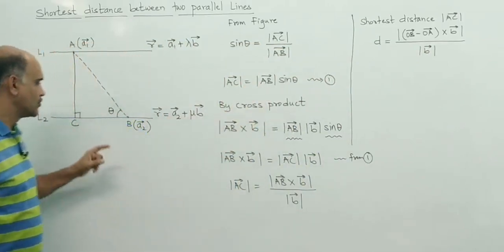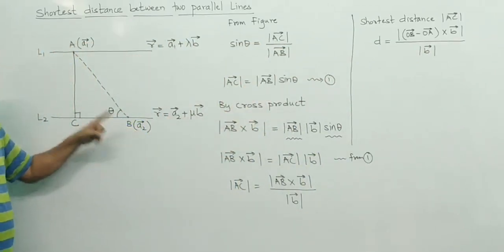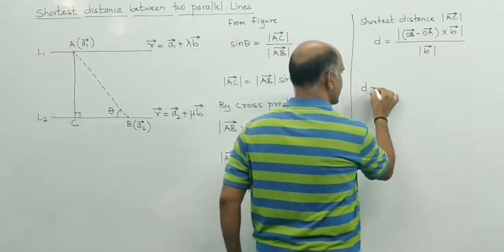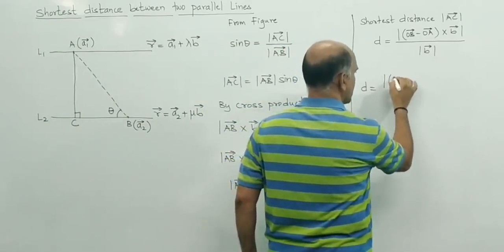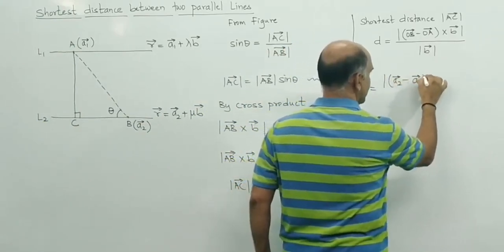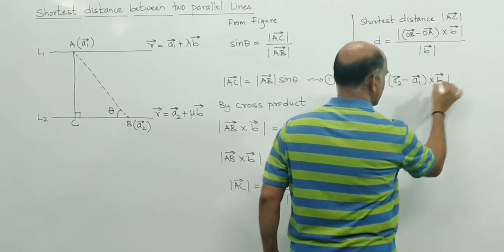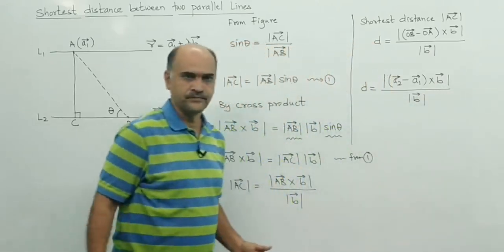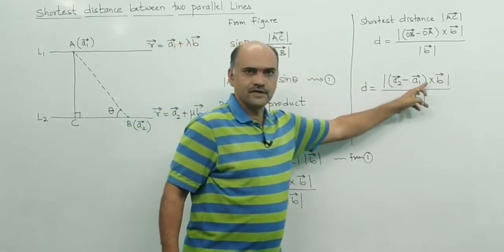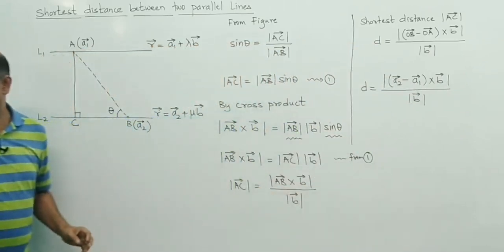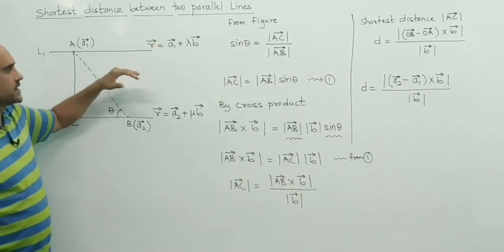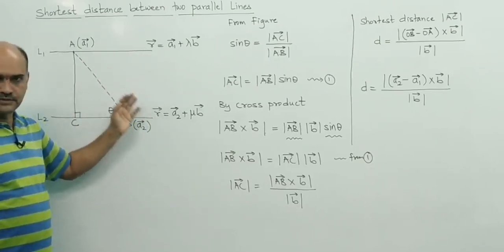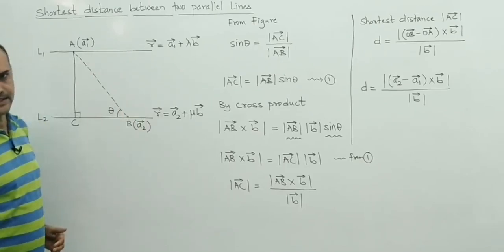Now substitute. OB is nothing but a2. OA is nothing but a1. So shortest distance d you will get is magnitude of (a2 minus a1) cross b divided by magnitude of b. This is the answer. Clear, students? So this is the shortest distance between two parallel lines. You can note down the steps, then we will go for the next one.